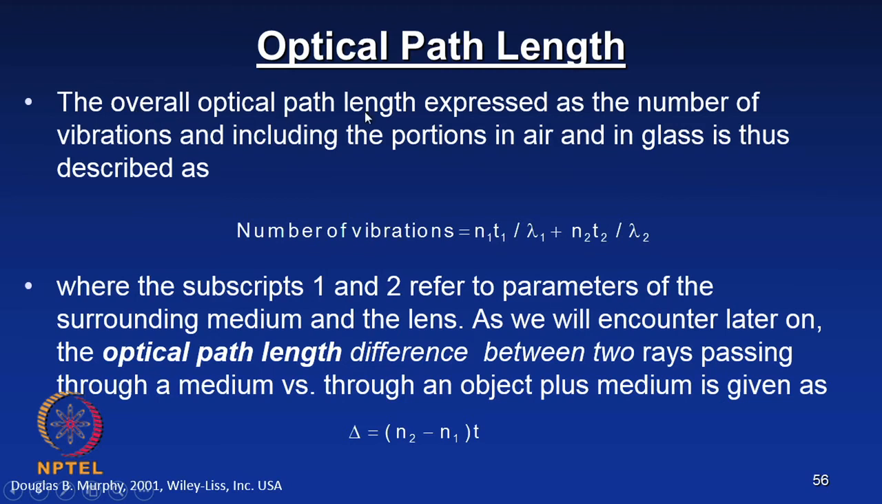The overall optical path length expressed as the number of vibrations and including the portions in air and in glass is thus described as number of vibrations equal to n1 T1 divided by lambda 1 plus n2 T2 divided by lambda 2, where the subscripts 1 and 2 refer to the parameters of the surrounding medium and the lens. As we will encounter later on, the optical path length difference between the two rays passing through a medium versus through an object plus medium is given by delta equal to n2 minus n1 times T.